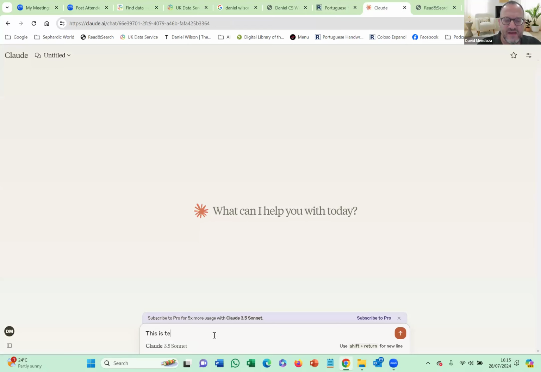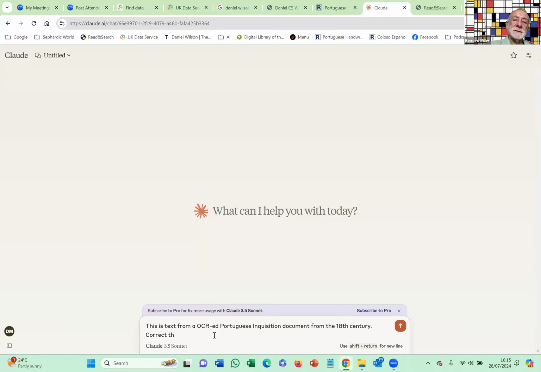This is text from, let's see, OCR. It would actually be good to run it through a checker before you put it into a translator, because there are all sorts of errors which lead to confusion in the translation. But the transcription is improving literally every day. It's quite remarkable.